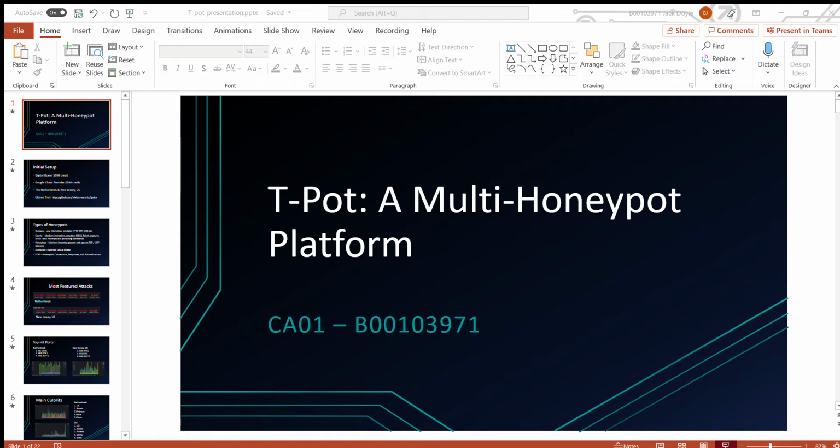So the initial setup. Thanks to DigitalOcean, who gave us a $100 free credit, that went a long way in helping pay for the costs. And again with Google Cloud Platform, their servers were a little bit more expensive, but the $300 was able to cover it. The two locations I chose were the Netherlands and New Jersey, US.